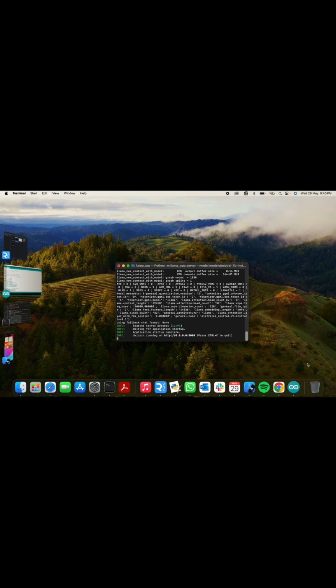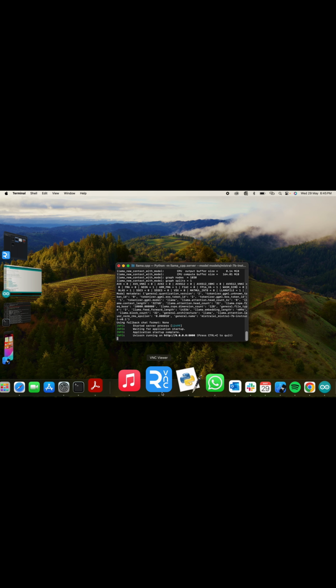I'm going to get into my Raspberry Pi using the VNC viewer into my Raspberry Pi 3B Plus now. So now we are in our Raspberry Pi 3B Plus. I'm gonna run Mischief, and it's going to query the server that we are running on our MacBook to get the smarts of a large language model, in this case Mistral. So we run it like that.